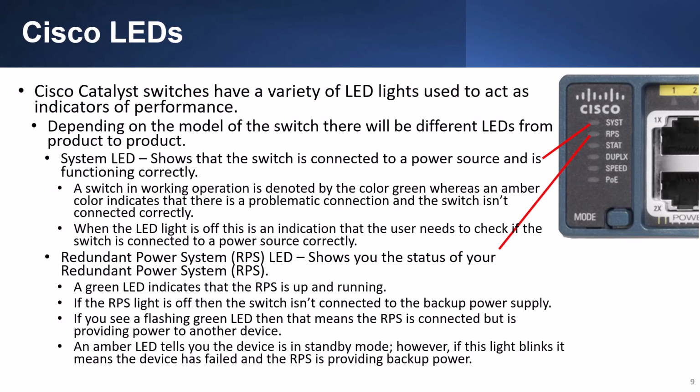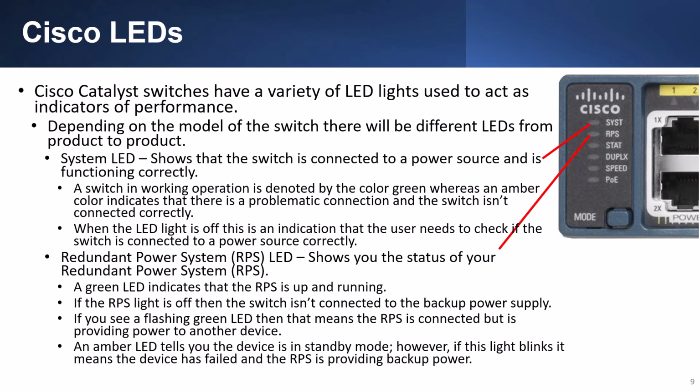Cisco Catalyst switches have a variety of LED lights used to act as indicators of performance. Depending on the model of the switch, there will be different LEDs from product to product. System LED shows that the switch is connected to a power source and is functioning correctly. A switch in working operations is denoted by the color green, whereas an amber color indicates that there's a problematic connection and the switch isn't connected correctly. When the LED light is off, this is an indication that the user needs to check if the switch is connected to a power source correctly.